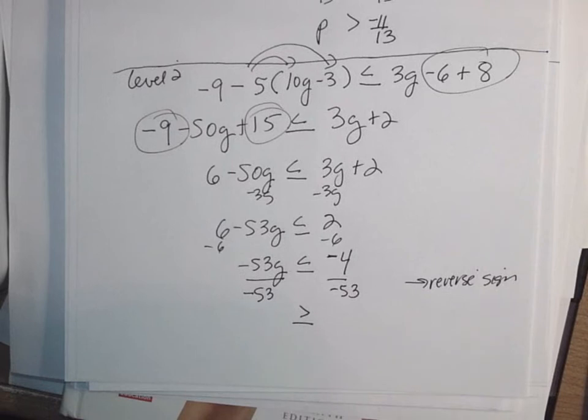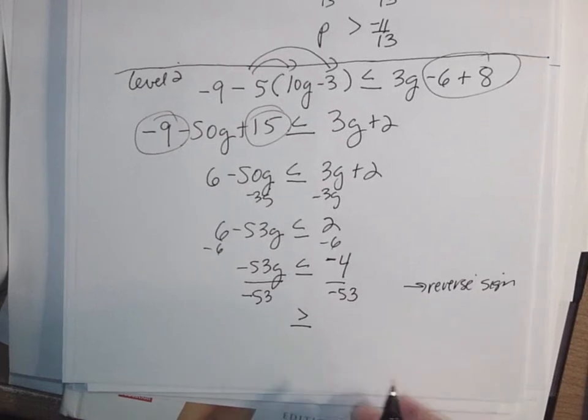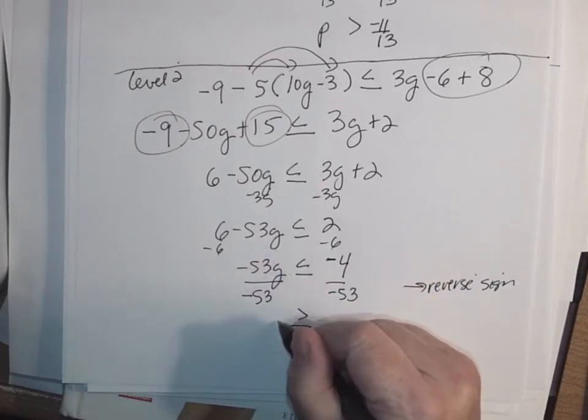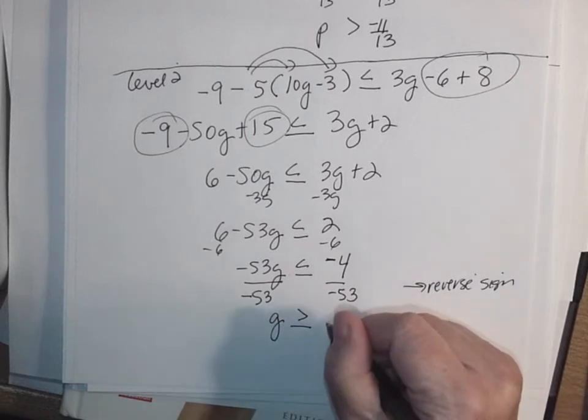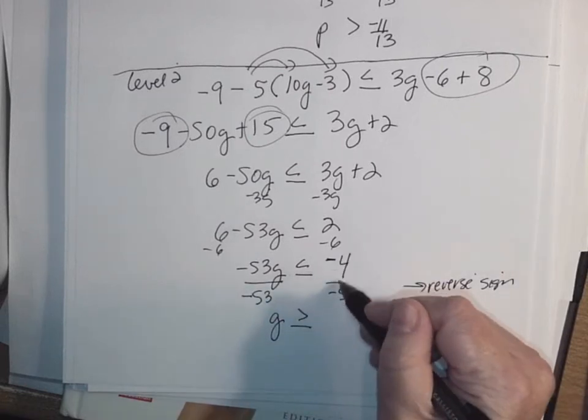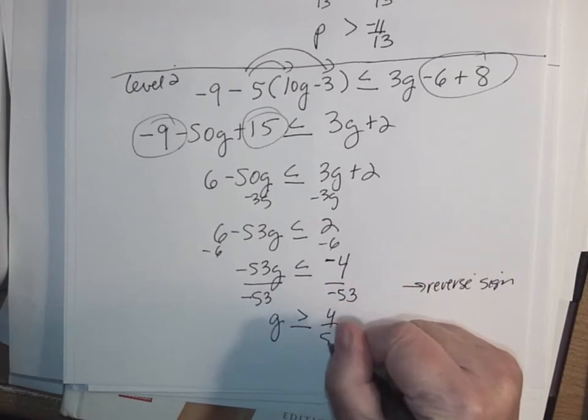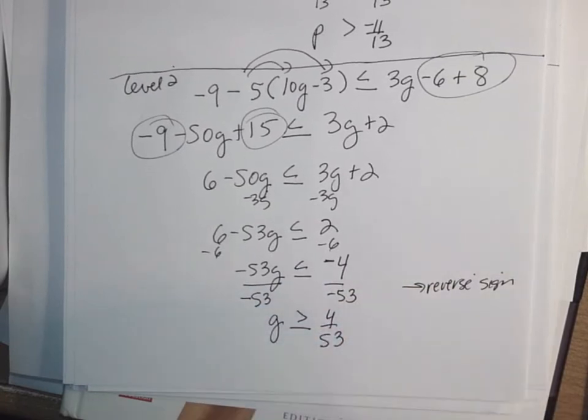Negative 53 divided by negative 53 is just a positive g here. Is greater than or equal to, and two negatives divided is a positive, so negative 4 over negative 53 is 4/53. What a peculiar fraction, but that's what it is. Okay? So let's do another one.